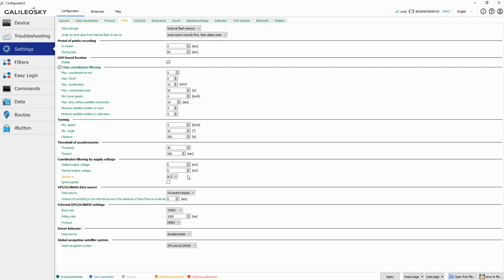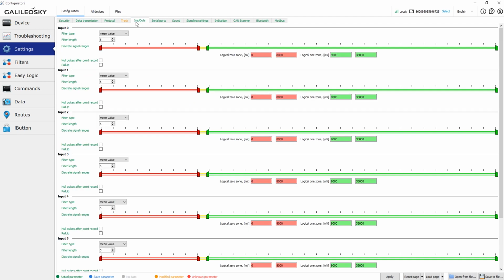Let's go to the Inputs Outputs tab. We have selected input 3 as the ignition input. Set the operation mode of this input as the min value. We also need to set logical 0 and logical 1 levels on this input. Let's assume that the device is installed in the car, and when the ignition is on, the voltage at the input is higher than 12 volts.